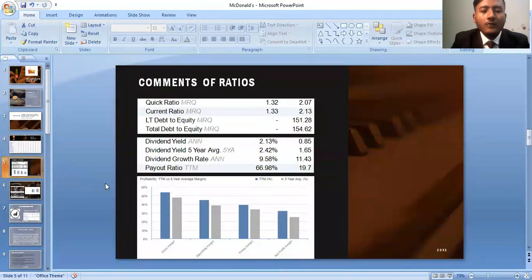The comment on ratios: quick ratio 1.32 and 2.07, current ratio 1.33 and 2.13, LT debt to equity 151.28, total debt to equity 154.62.